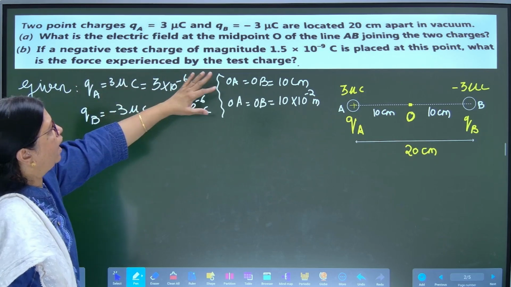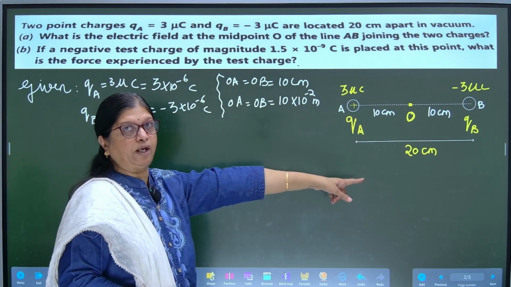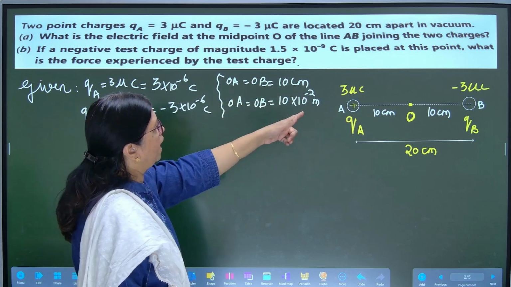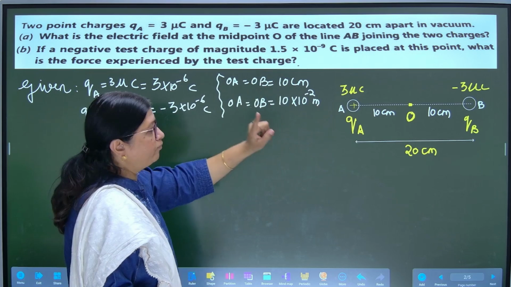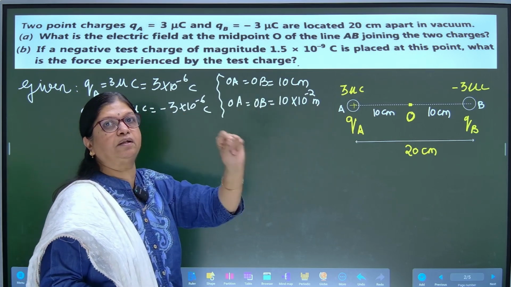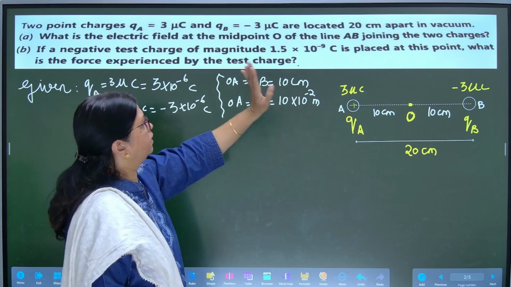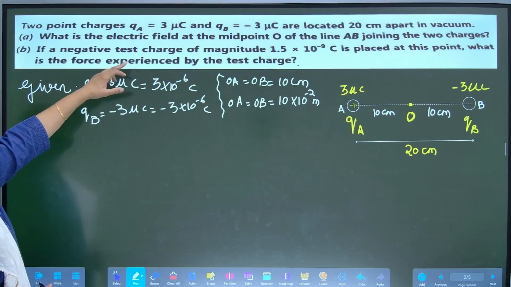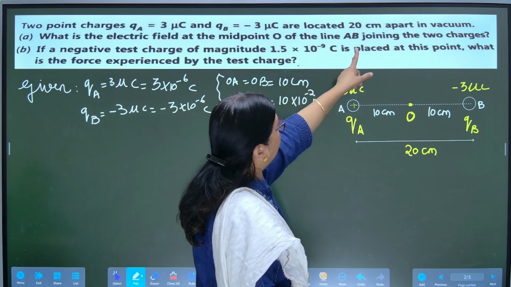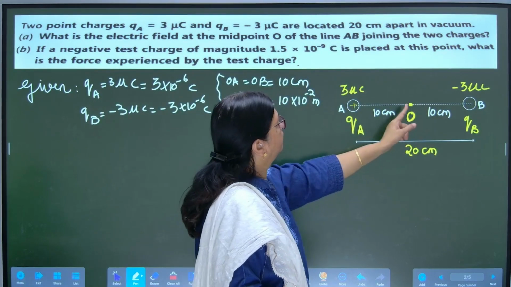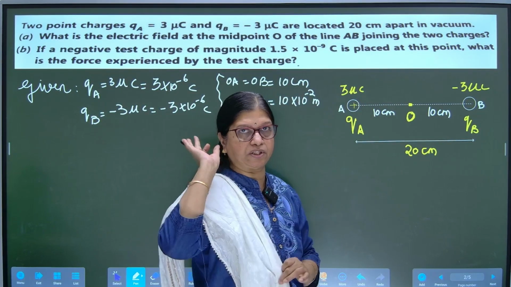They are located 20 centimeters apart in a vacuum, which I have broken into parts as 10 centimeter, 10 centimeter, OA and OB. So whenever there is a conversion, remember the conversion should be written. So 10 into 10 raised to minus 2 meters is what I have written. What is the electric field at the midpoint O of the line AB joining the two charges? That is the first part of the question.